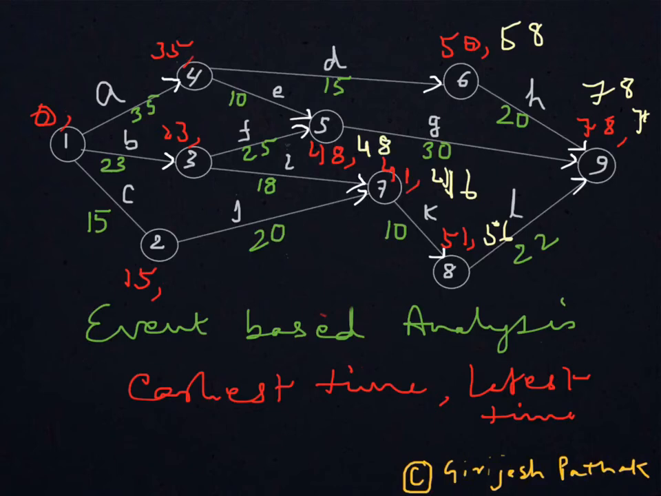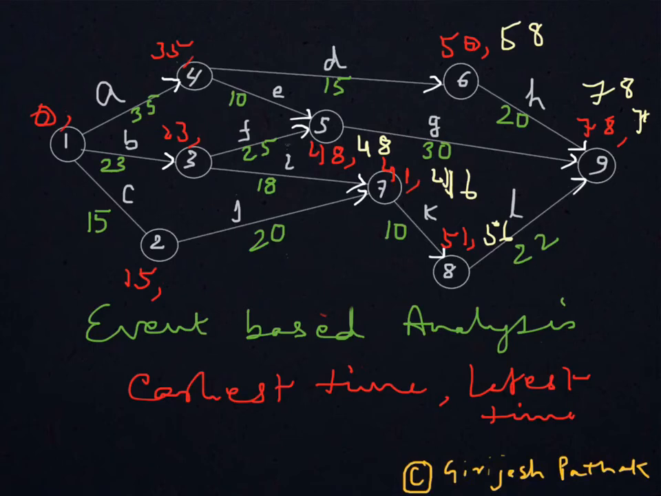Now we have done for node 6, 9, 8, 7 and also 5. Now coming to node, say, 4. Now on node 4 there are two arrows starting from here. So you have to meet both the conditions. You need 15 days before 58 to finish D, and you also need 10 days before 48 to finish E.